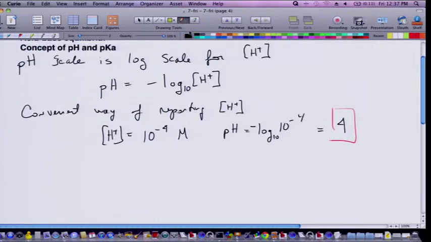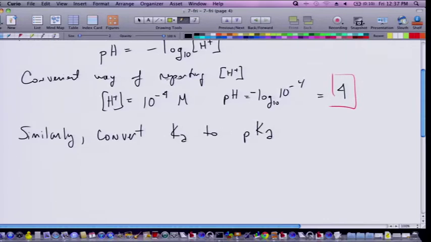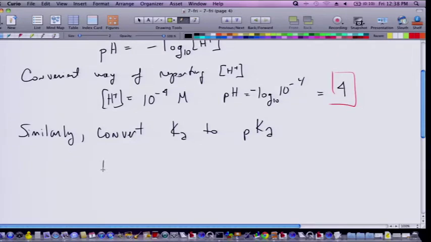The other useful thing to do is to similarly convert our Kas to pKa values. People often ask, I'm using this particular weak acid, let's say acetic acid, and I know its Ka is about 4.5 or 5 times 10 to the minus 4th or something like that. Well, what's its pKa? Generally, people like to talk about it in terms of pKa, and we make a similar calculation: minus the log of the Ka.